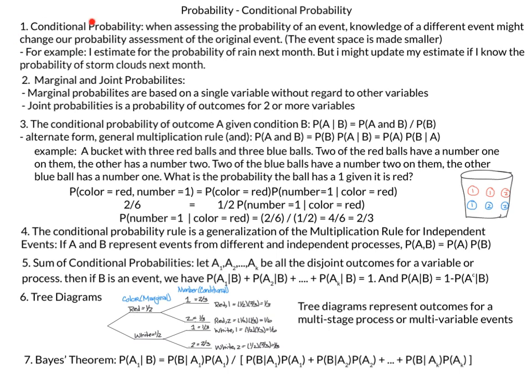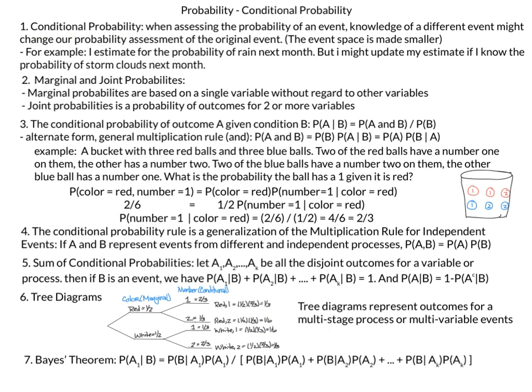An example of a conditional probability: I might estimate the probability of rain next month, but I might update my estimate if I know some probability of storm clouds next month. So my original event is rain, and I'm trying to estimate the probability of rain, but I have the second event, storm clouds. Once I know the probability of storm clouds next month, I might update my probability of my original event, the event of rain.